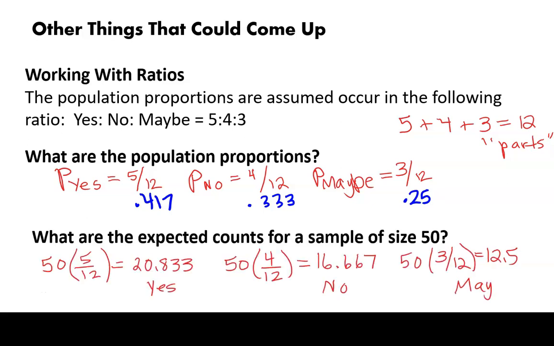For the expected counts, you would say, what are the expected counts for sample size 50? So again, I would take 50 times 5/12, and 50 times 4/12, and 50 times 3/12. And those expected counts, when you go to put those in your calculator, again, you're going to want to use at least 3 decimal places, if not more, for those values.